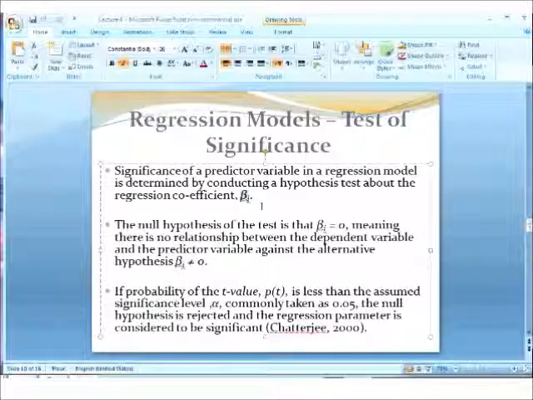Okay, so our null hypothesis is that the independent variable is not explaining any variation in our dependent variable. That is our null hypothesis, which means that beta i is equal to 0, meaning there is no relationship between the dependent variable and the independent variable.